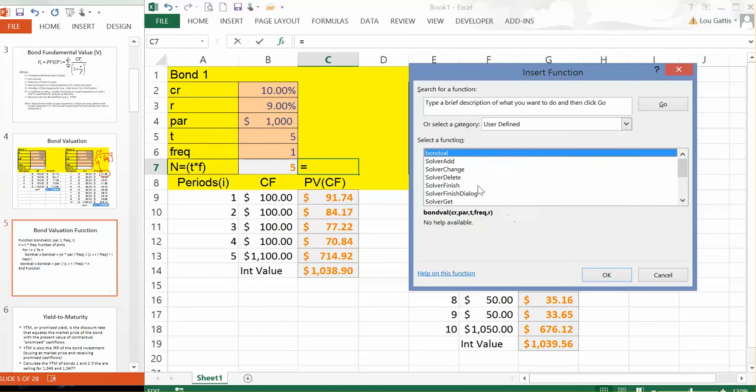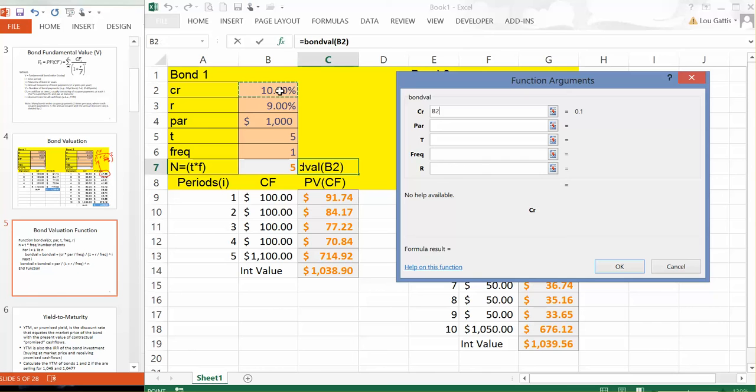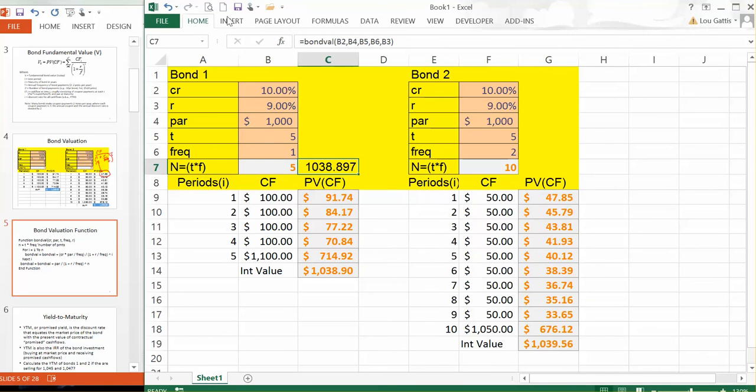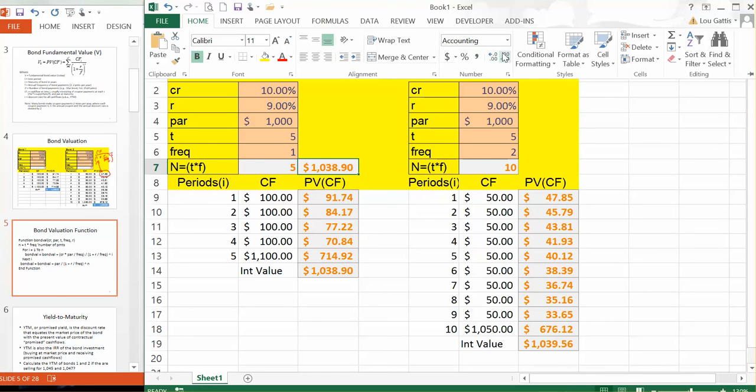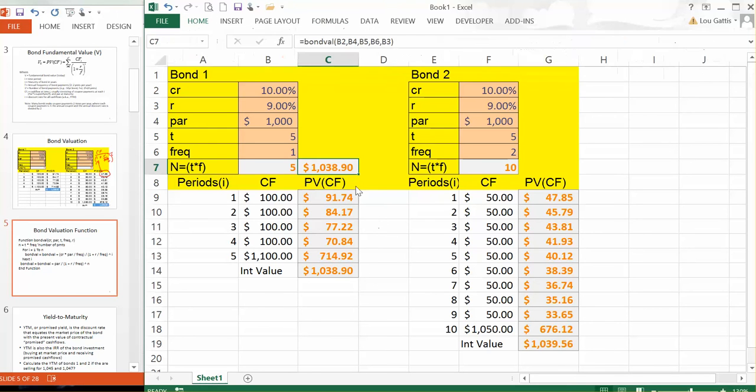I'll go to user find, bond val, so I need coupon, par, maturity, frequency, and discount rate. And you can see we have the same value as taking the present value of cash flows before. So now we can use this function bond val. And I could use it over here, calculate the value of this bond, and what you see is you get 1,039.56. So that's bond val.